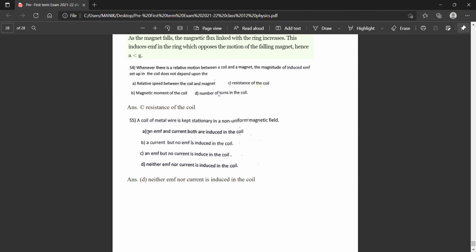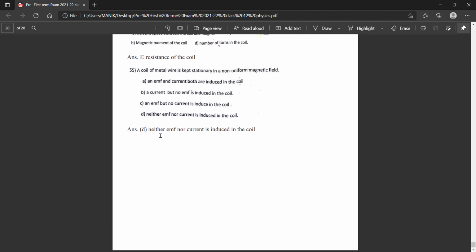Question number 55. A coil of metal wire is kept stationary in a non-uniform magnetic field. Option A: an EMF and current both are induced in the coil. A current but no EMF is induced in the coil. An EMF but no current is induced in the coil. Neither EMF nor current is induced in the coil. If there is no relative motion or no change in the magnetic field, there will be no induced EMF or current. So the answer will be neither EMF nor current is induced in the coil.